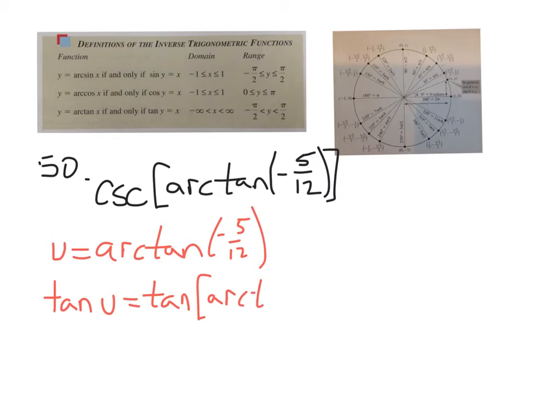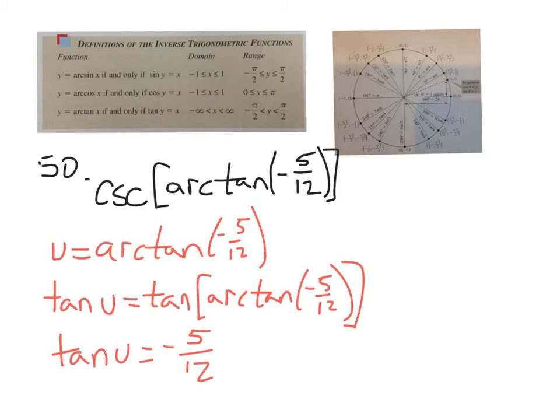arctangent of negative 5 over 12. And so then tangent and arctangent cancel themselves out since they are inverses. And so now we have the tangent of u equaling negative 5 over 12. So I'm going to fit in this right triangle over here. But again, now we're down in the fourth quadrant, so our triangle will look like this instead.